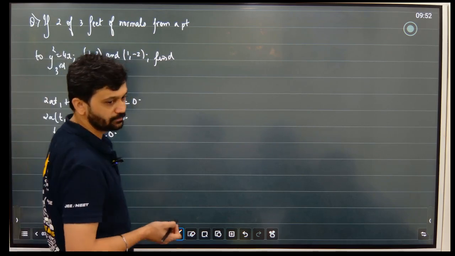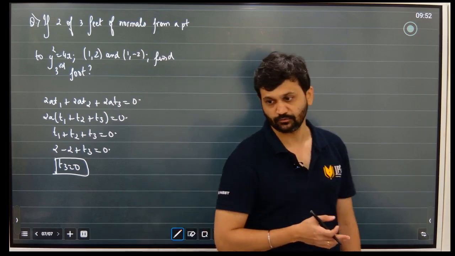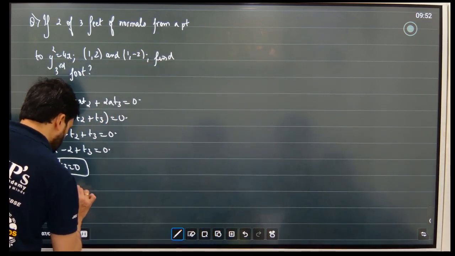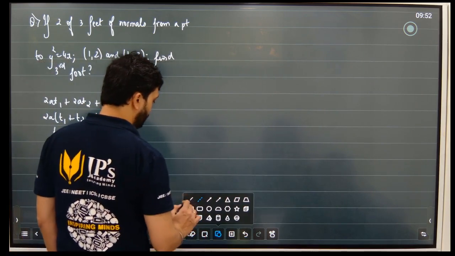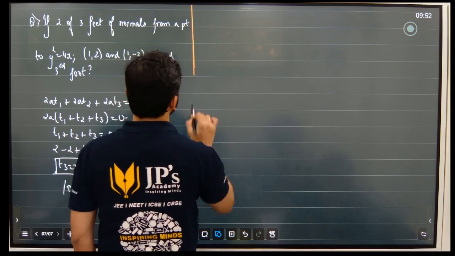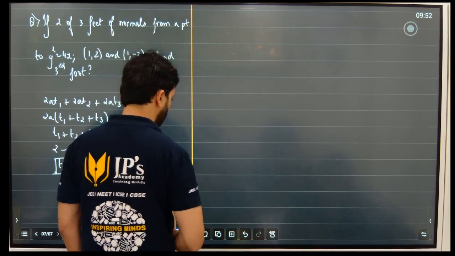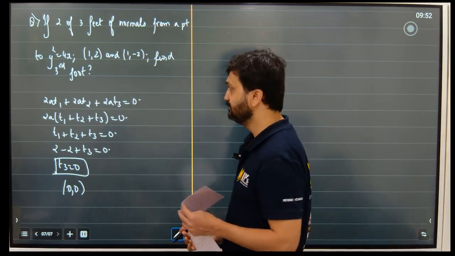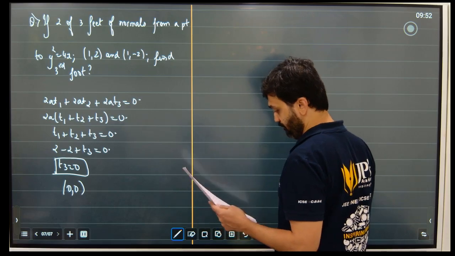If t3 is 0, then its x coordinate will also be 0 and its y coordinate will also be 0. So what is the third coordinate? My third coordinate is 0, 0, meaning it will be at the origin. Did you guys understand this? A very important sum, a very important and very easy sum.